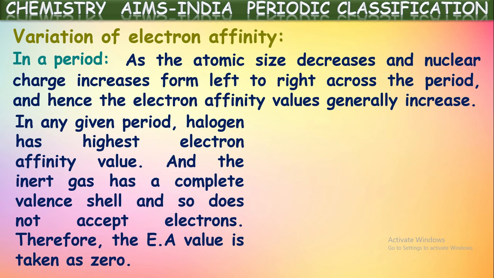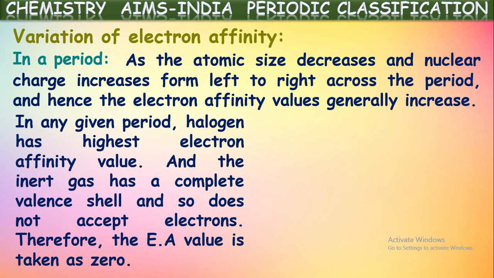In any given period, halogen has the highest electron affinity value. To say it accurately, in a period from left to right, atomic size decreases till halogens, and there will be a slight increase in the size for noble gases. So we can finalize it here: the halogen atom in a period will have the highest electron affinity value.